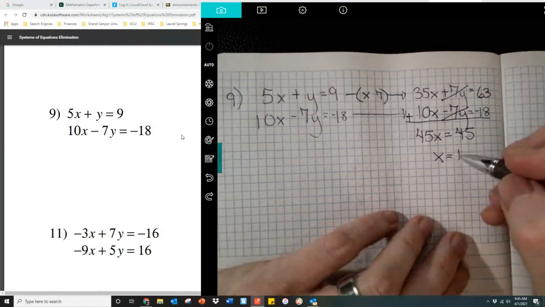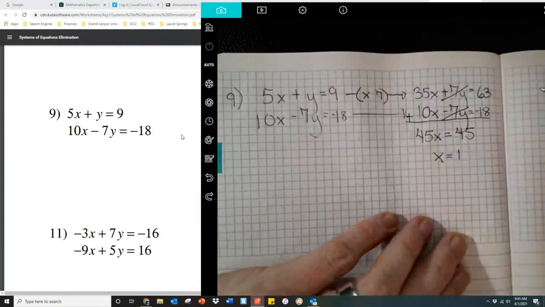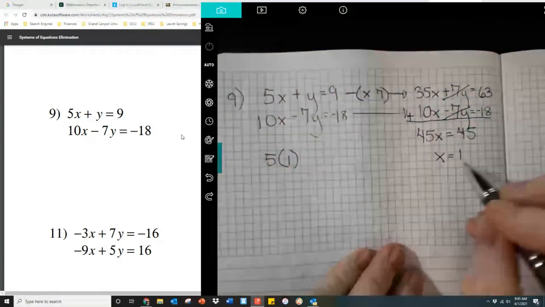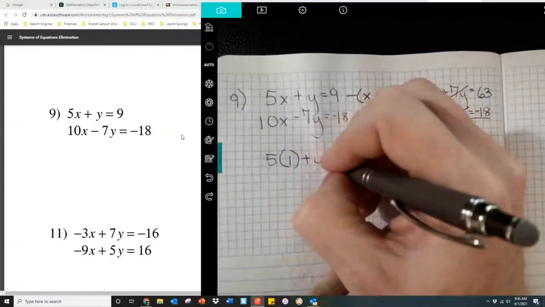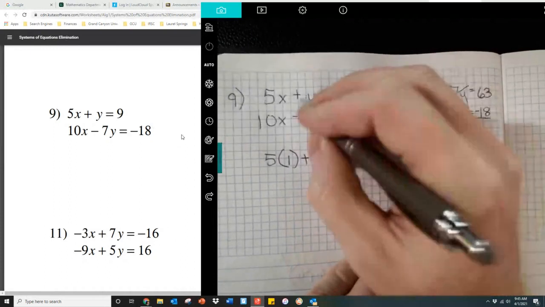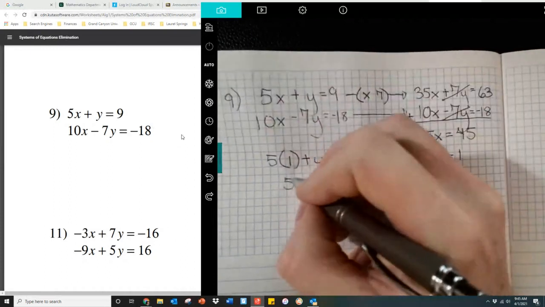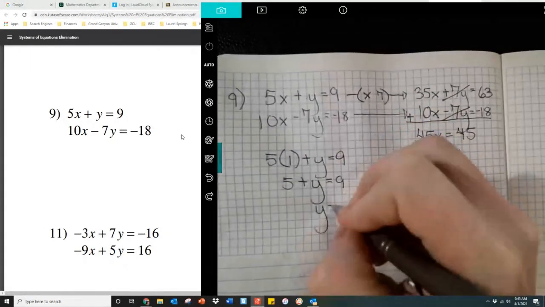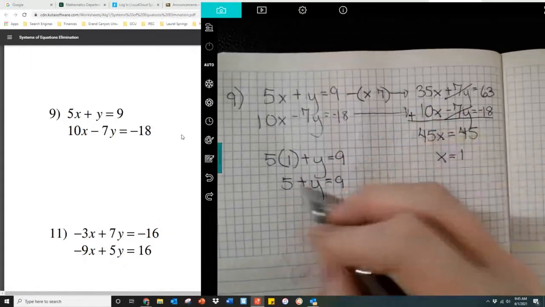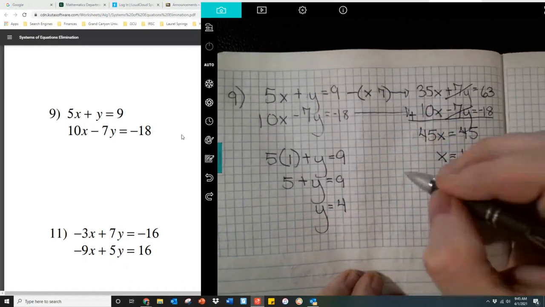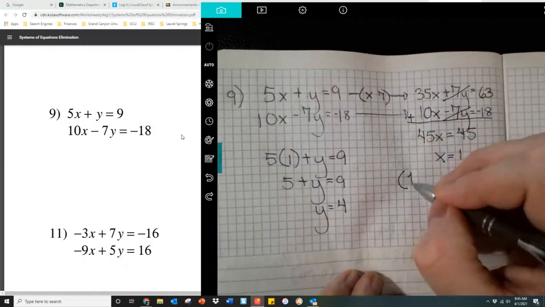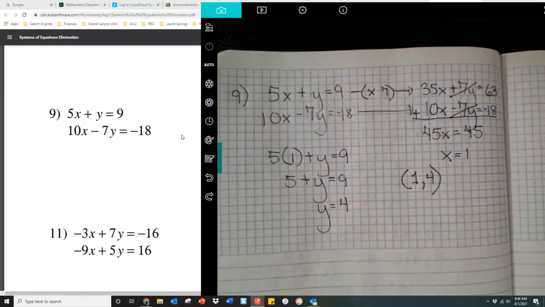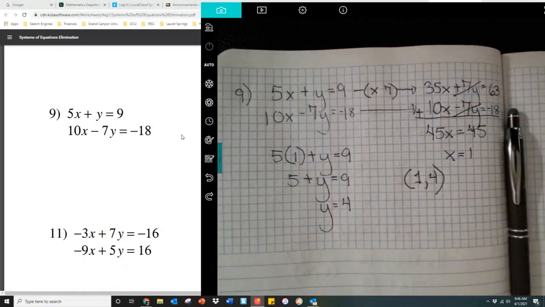Okay. Now, all I got to do is come back and put that back into one of the equations because I solved for x. So I put it in this one, and that gives me 5. So y equals 4 because subtract 5 from both sides. So now I have my coordinate point of x equals 1, y equals 4. That is how you solve for variables.